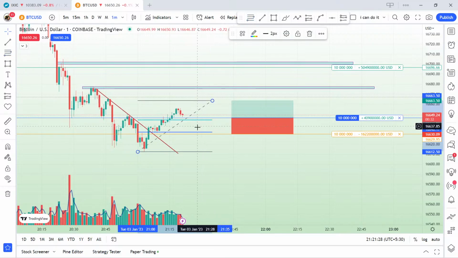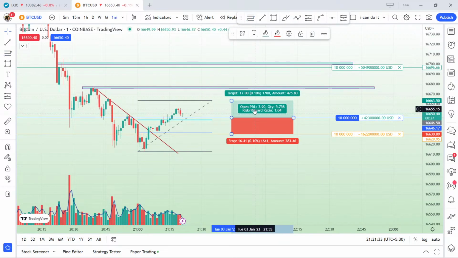See, once this one goes above this one, I said I'm going to start trailing. So we can start trailing once, if you don't use fib lines, Fibonacci retracement, then you can use this 1 is to 1 risk to reward ratio to trail. Once the price reaches 1 is to 1, you can start trailing.